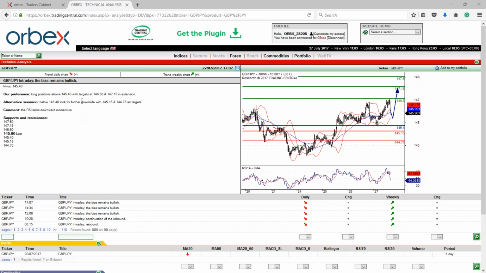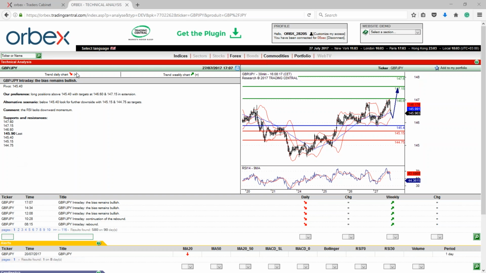So Trading Central is telling you that they're looking for long positions above 145.40, and the reasoning behind this is that while the market remains above that level, the RSI is lacking downward momentum. So the RSI isn't giving any bearish signal. Okay, so that's the comment, and then you can see that the analysis also gives you key levels to monitor. These are the key support and resistance.